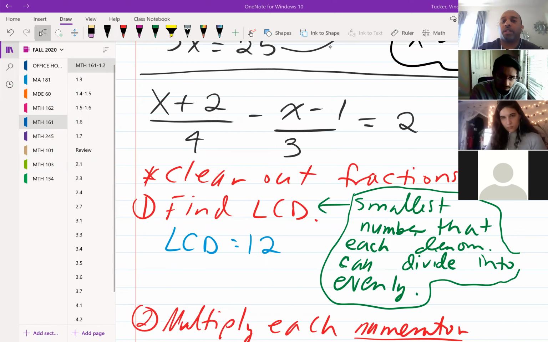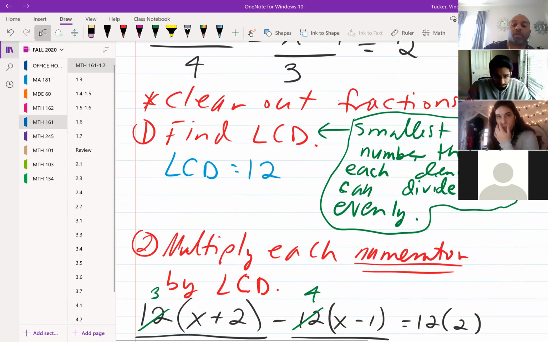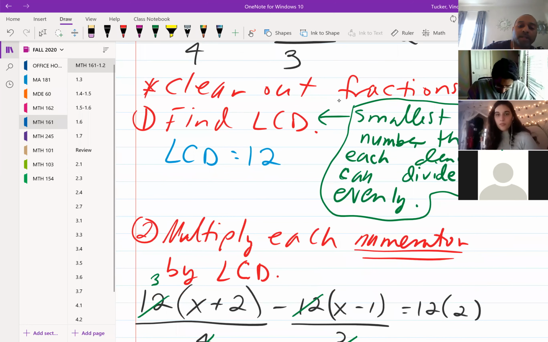So also want to keep in mind, let's say if you found a number that was larger than 12, let's say 24. That's fine. Just remember 4 and 3 have to be able to divide into it evenly in order for this process to be successful. If you use 24, that's fine. You'll just end up using bigger numbers than the 12 will produce, but you still will get the same result at the end. The main thing is that you want a number that 4 and 3 can divide into evenly, because the next step is going to call for us to multiply each numerator by the LCD.